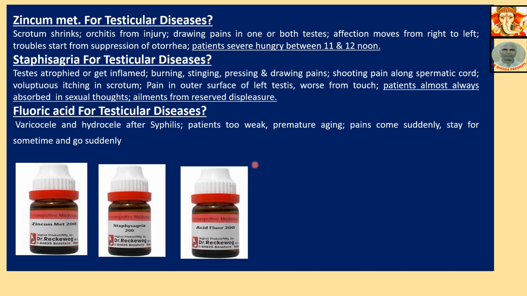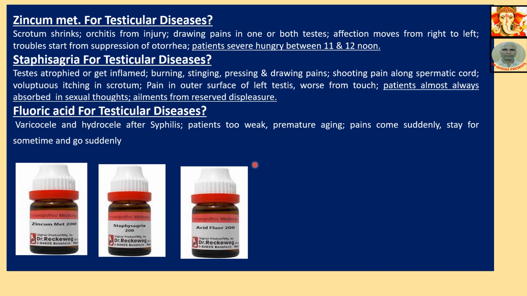Staphysagria for testicular disease, testis atrophied or inflamed, burning, stinging, pressing, drawing pains, shooting pain along spermatic cord. That is something inflammatory. Voluptuous itching in scrotum. Pain in outer surface of the left testis, worse from touch. Patient almost always absorbed in sexual thought. Ailments from reserved disclosure. General symptoms of Staphysagria.